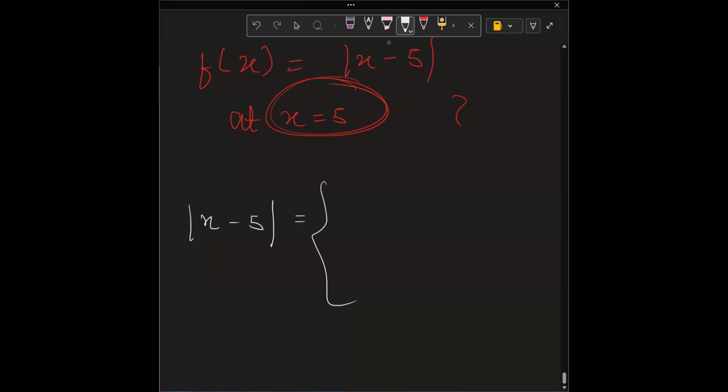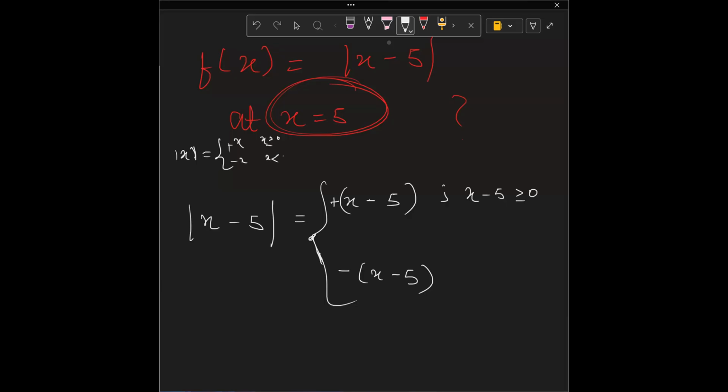क्या मैंने बताया था आपको कि every mod function को आप defined form में लिखोगे, that your modulus of x minus 5 can be written as positive x minus 5 when x minus 5 is greater than equal to 0, and negative x minus 5 when x minus 5 is less than 0. So x should be greater than equal to 5 for the first, and x should be less than 5 for the second. So this is the definition.